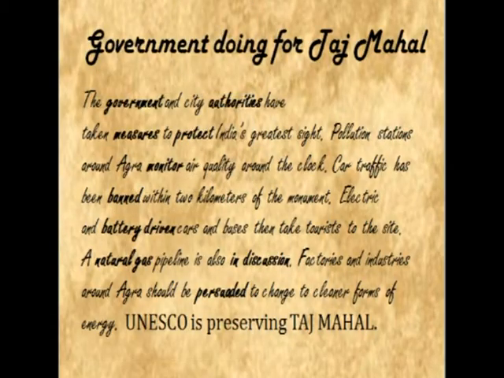What is the government doing for Taj Mahal? The government and the city authorities have taken measures to protect India's greatest site. Pollution stations around Agra monitor air quality around the clock. Car traffic has been banned within 2 kilometers of the monument. Electric and battery driven cars and buses then take tourists to the site. A natural gas pipeline is also in discussion. Factories and industries around Agra should be persuaded to change to cleaner forms of energy.